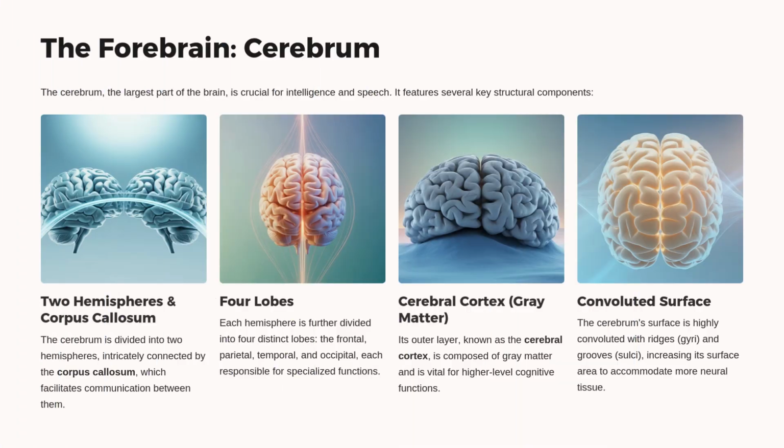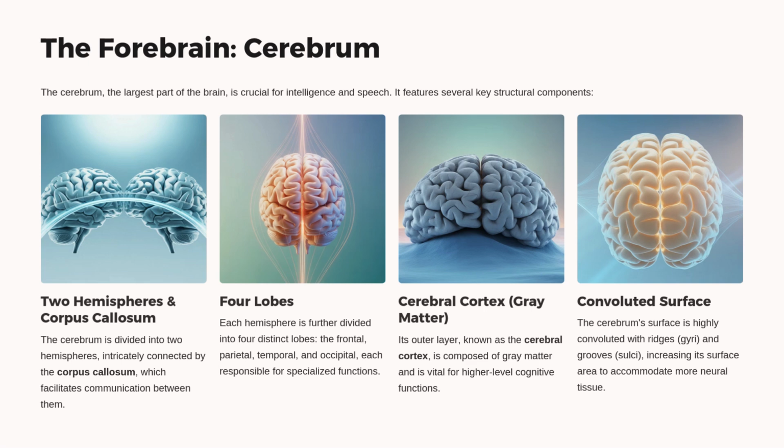The forebrain, cerebrum. The cerebrum, the largest part of the brain, is crucial for intelligence and speech. It features several key structural components, 2 hemispheres, and corpus callosum. The cerebrum is divided into 2 hemispheres, intricately connected by the corpus callosum, which facilitates communication between them.